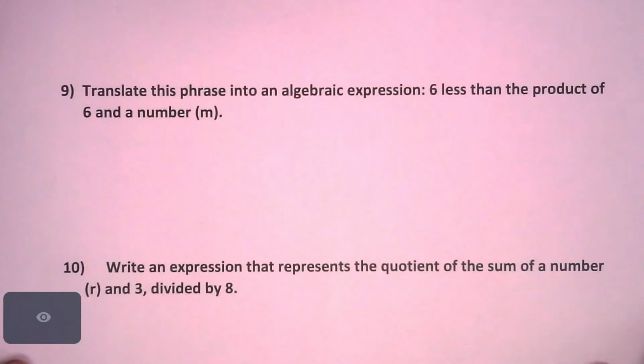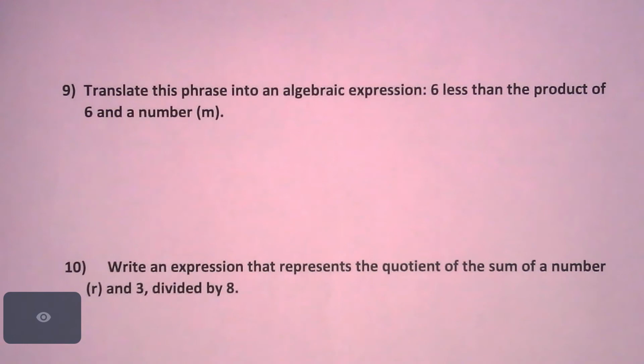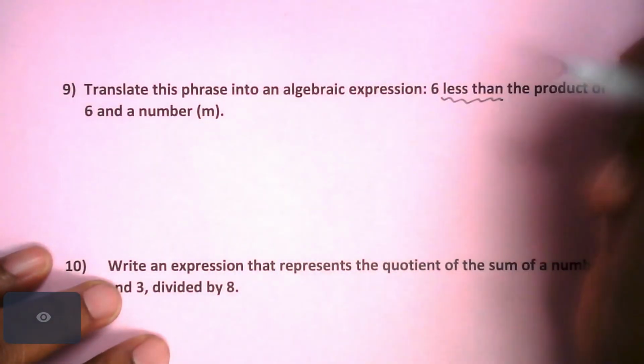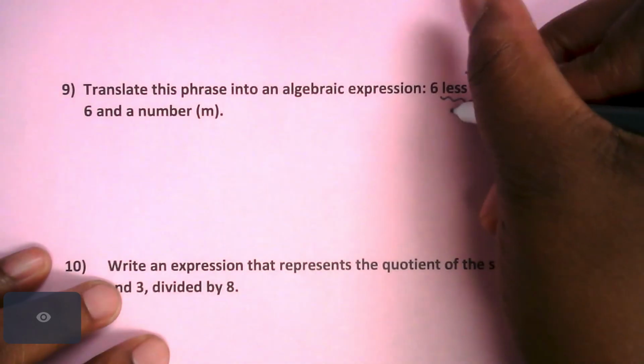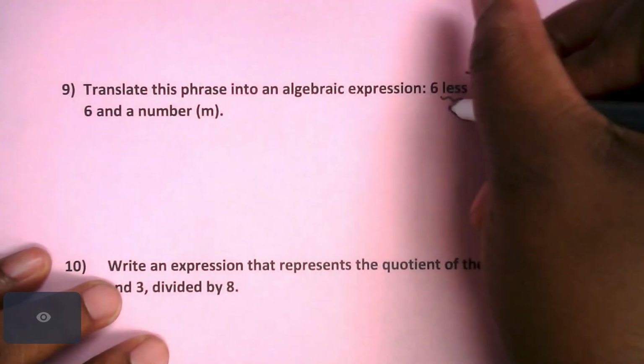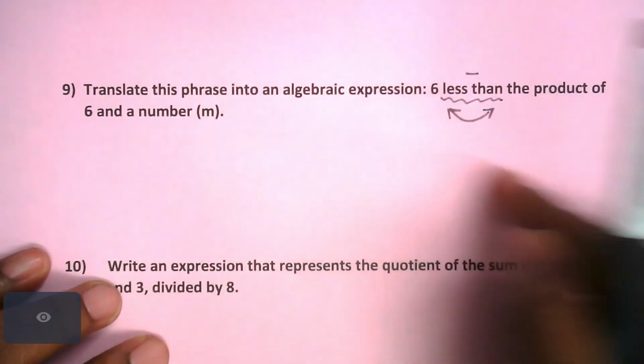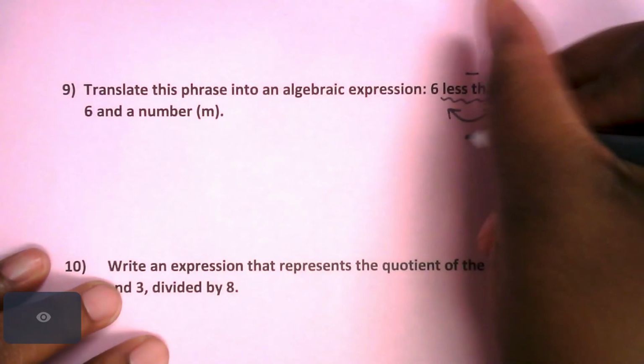All right, number 9. Translate this phrase into an algebraic expression. 6 less than the product of 6 and a number m. So let's go ahead and look at a few of these keywords here. So less than tells me to subtract, but is a joker phrase. All right. So that means this 6 is going on the other side of the subtraction.